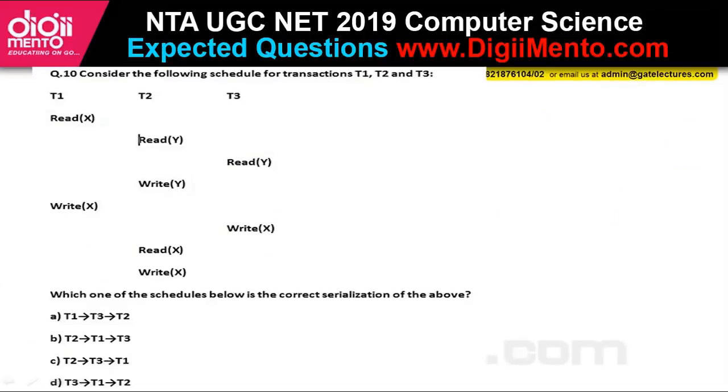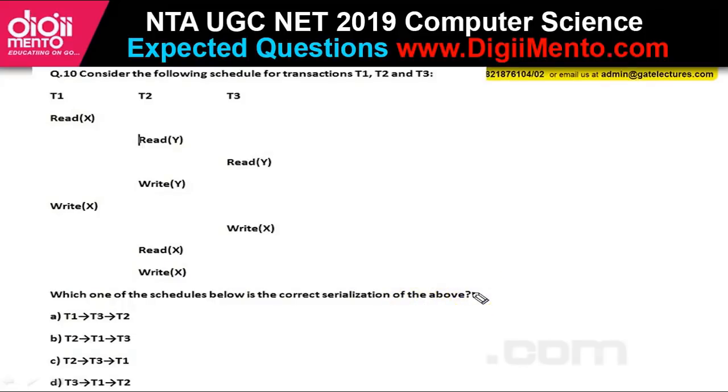So we have our next question, which says consider the following schedule for transactions T1, T2 and T3, and they have given us the way the transactions are occurring. So which one of the schedules below is the correct serialization of the above?